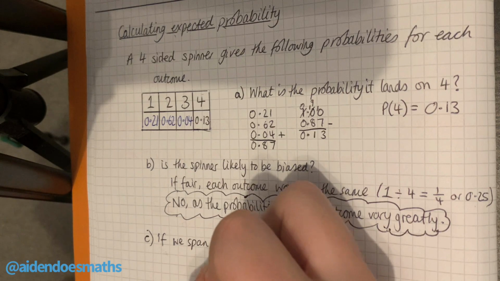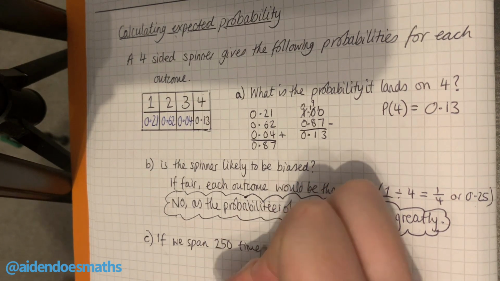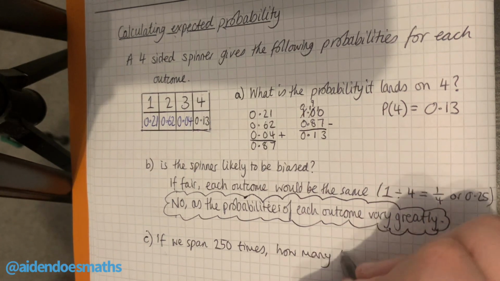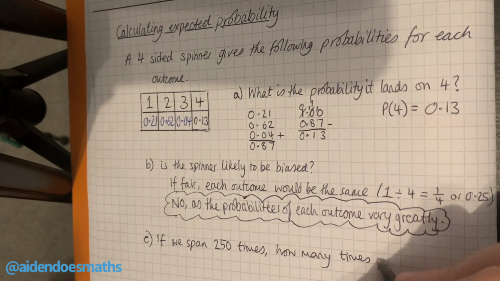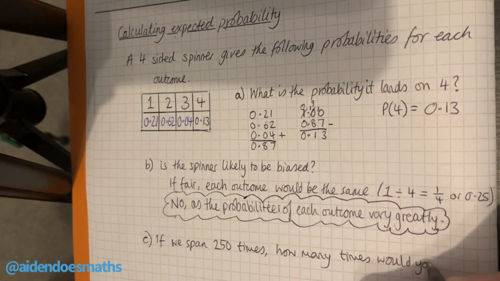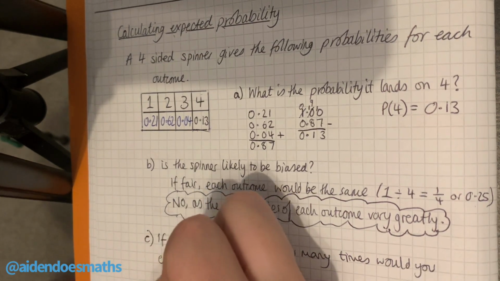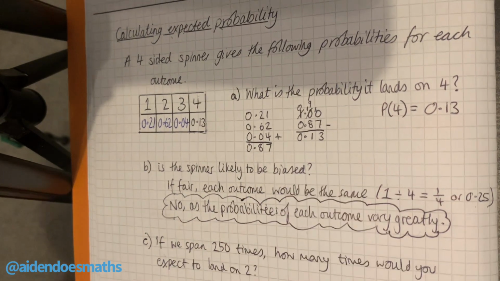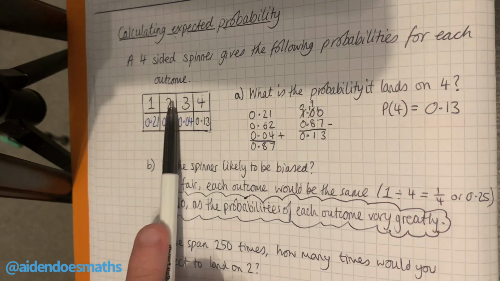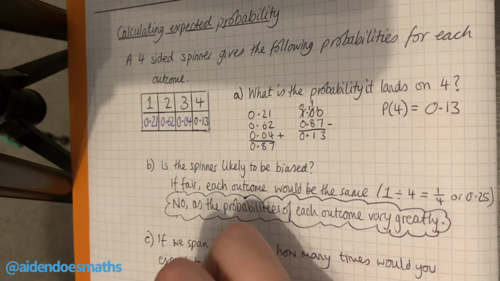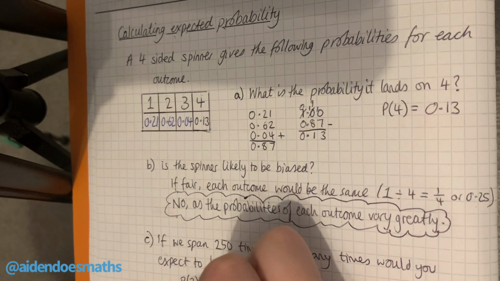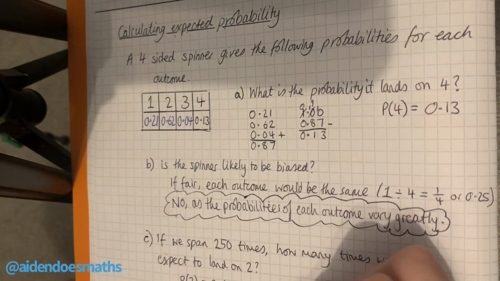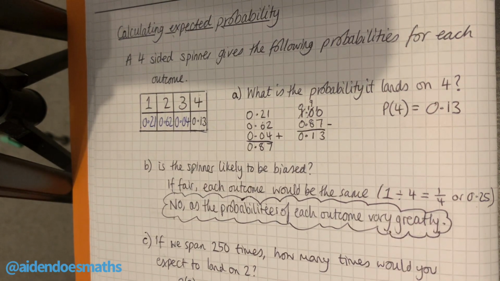So if we spin 250 times, how many times would we expect a 2? So what we need to think about is have a look at the table. So the probability of 2 is 0.62. And we're going to do 250 spins. That's our key information for this question.